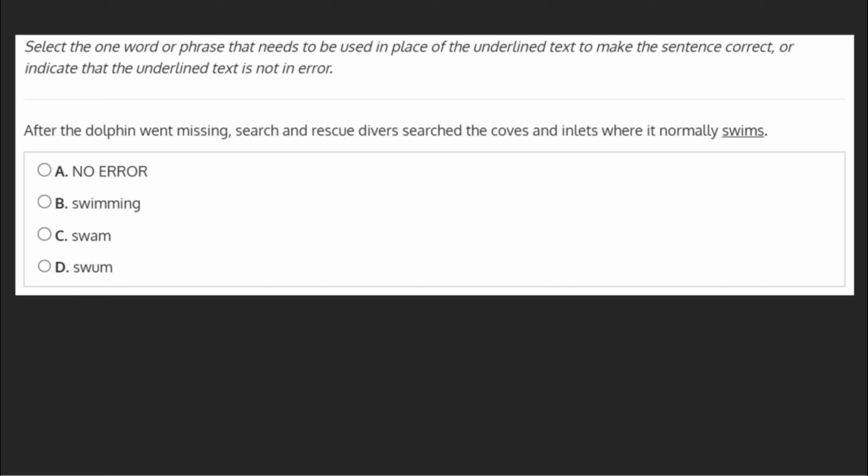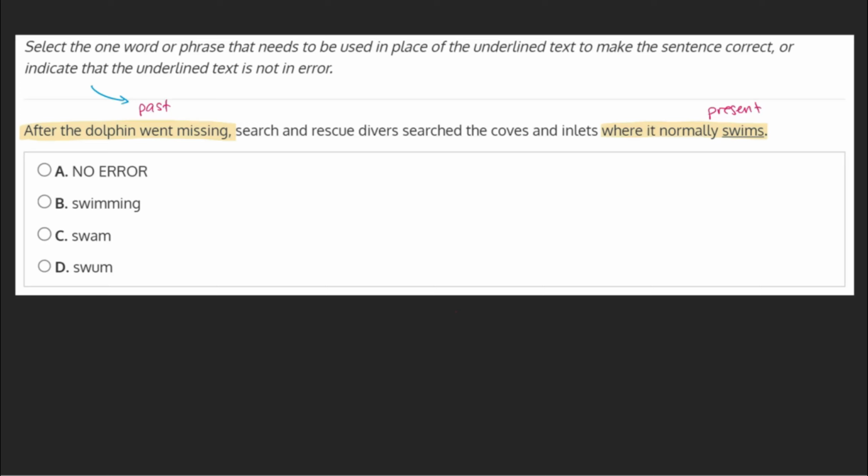Before looking at our choices, let's see if we can find an error with the underlined word. The sentence begins with, "After the dolphin went missing," clearly situating this event in the past. But later in the sentence, we read, "The divers searched the places where the dolphin normally swims," in the present tense. This creates a problem because, again, our sentence was set up in the past tense.